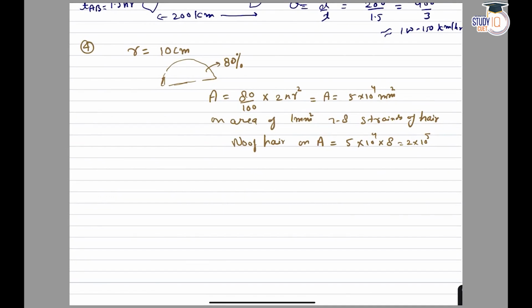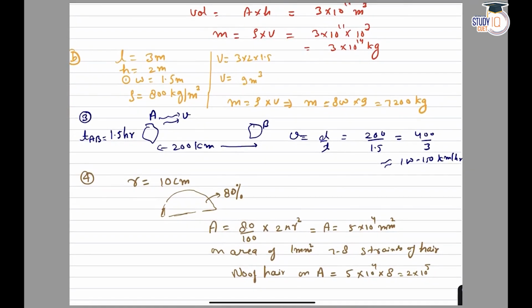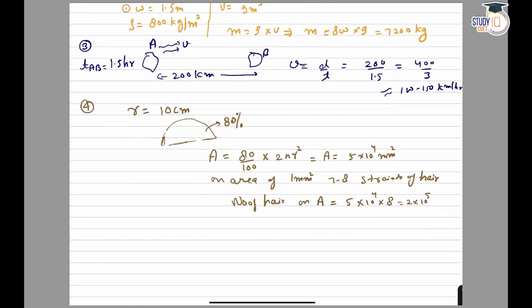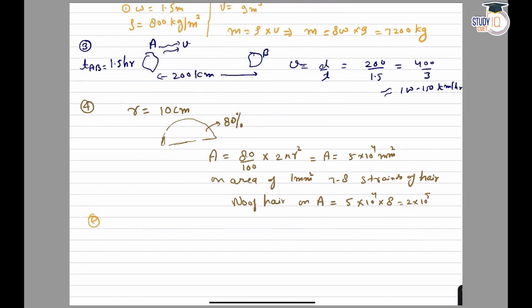So the next part is the number of air molecules in the classroom. Let us assume the volume of the room. This is just an approximation that roughly the volume of the room can be given as, let us assume the length of the room is 4 meter, width is 3 meter and height is also 3 meter. From this we can say that the volume of the room can be written as 36 meter cube.